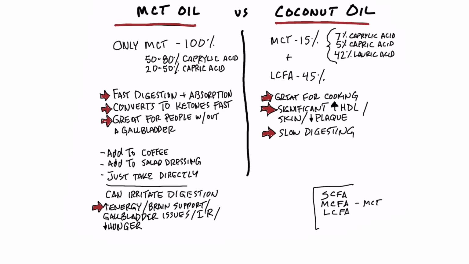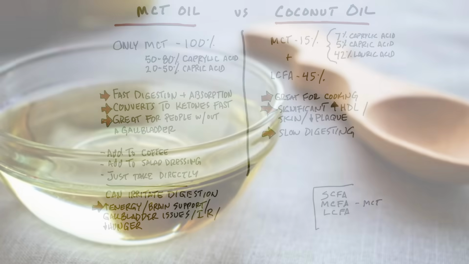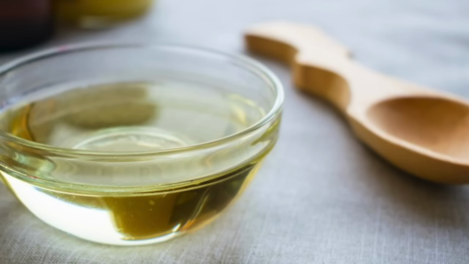What is the difference between MCT oil and coconut oil? Now realize MCT oil is extracted from coconut oil. With MCT oil, we're dealing mainly with medium chain triglycerides. Another name for medium chain triglycerides is medium chain fatty acids.